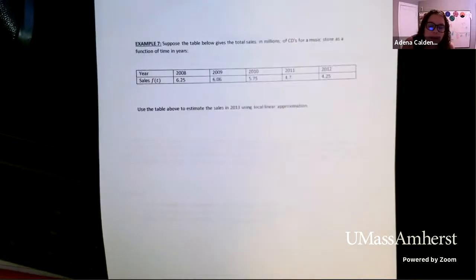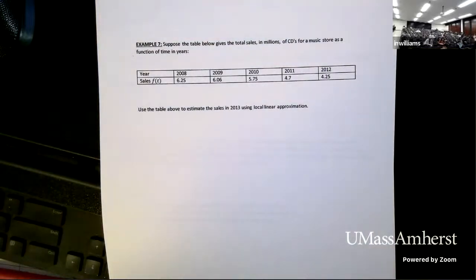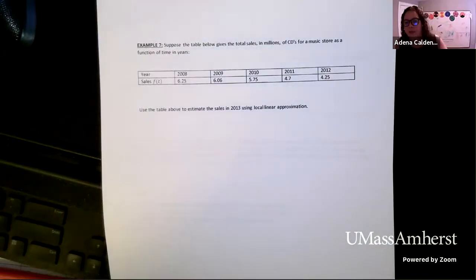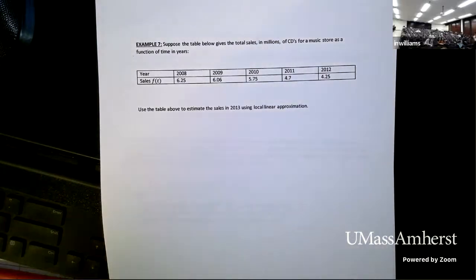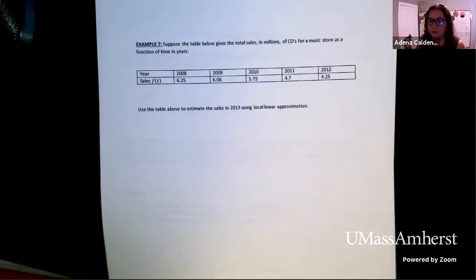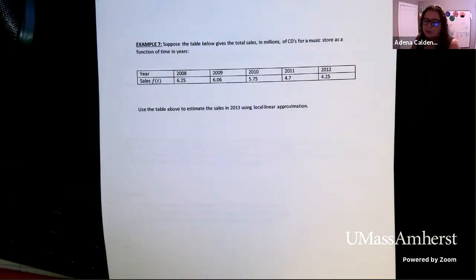We want to use this table to estimate the sales in 2013. So what do we need to do to approximate the sales for a value that's not on the table? We need to do an approximation. So that means we would need to use the value at a point and the derivative at a point. Well, we have the value at 5 different points that we could conceivably use. However, we know that the further away we are from our approximation, the worse it is. So when we pick a value to use, we want to use the closest possible information we have to 2013. And so that will lead us to using the information from 2012.